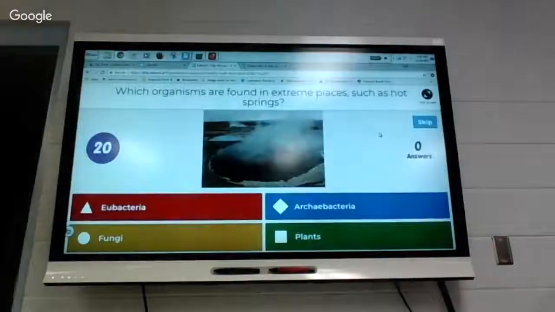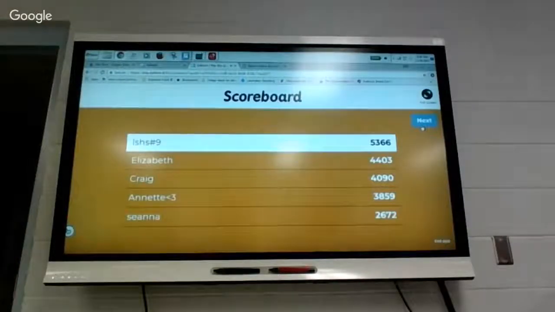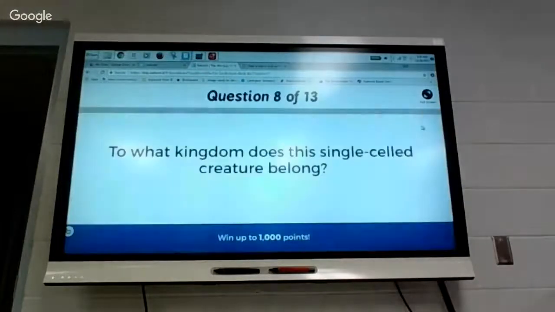So which prokaryotes live in really hot, really salty? They've been around on the planet for a long time because that's how the Earth was when it first started. Very good. Caleb, is that you? Nice.